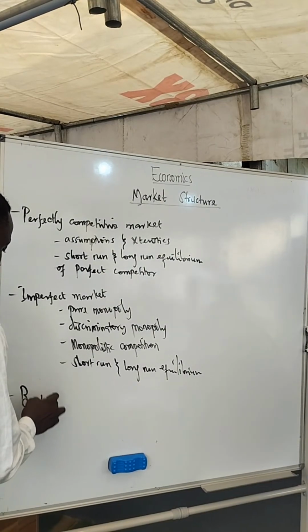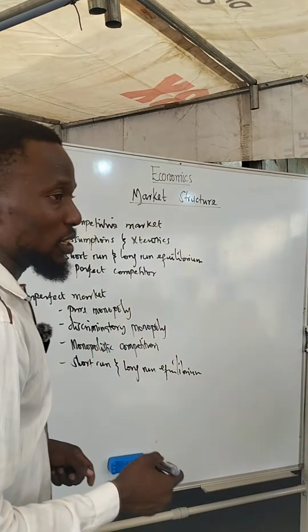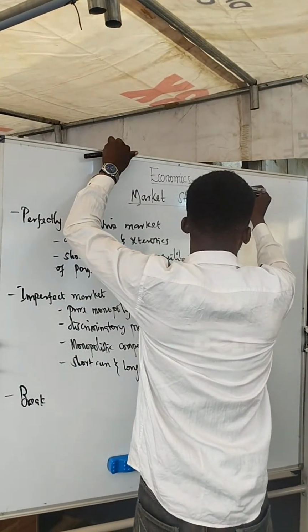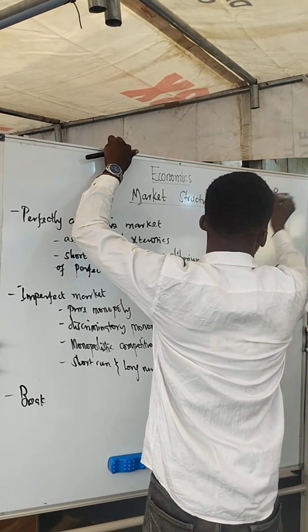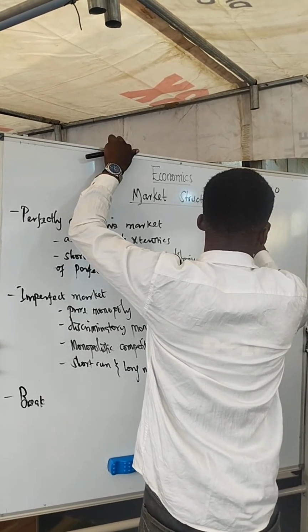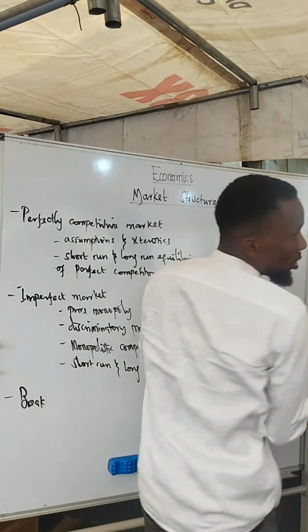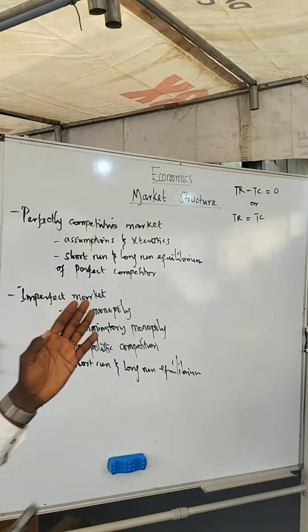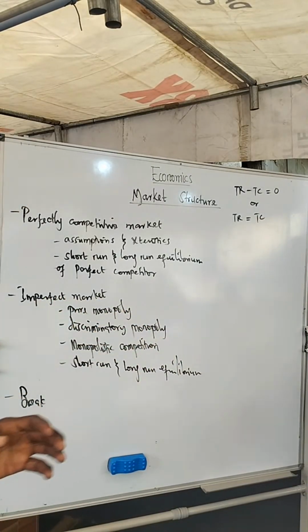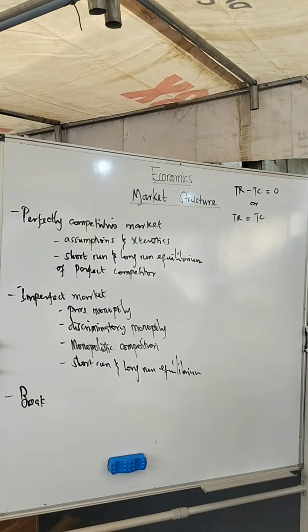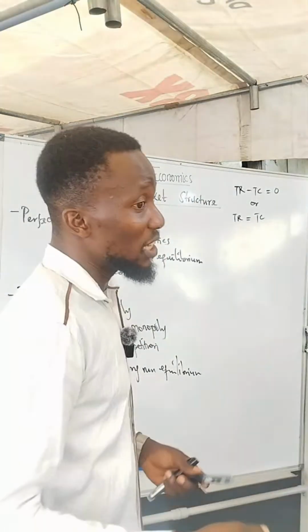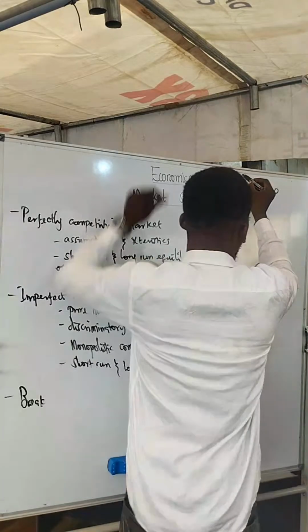Break even. When we say break even point, are you with me? Your break even point is when your TR minus TC equals 0, or when your TR equals TC. Everything that I'm saying is very important. What did I say your break-even point is? It is when your TR minus TC equals 0, or when your TR equals TC.